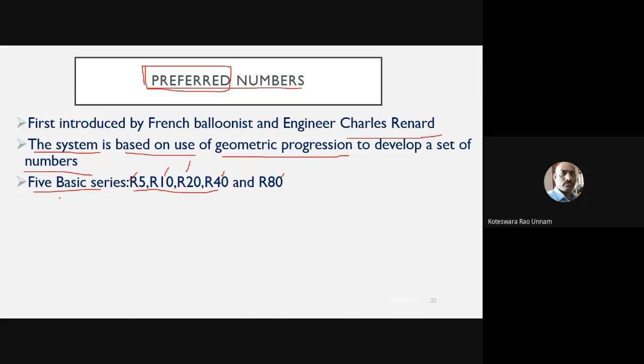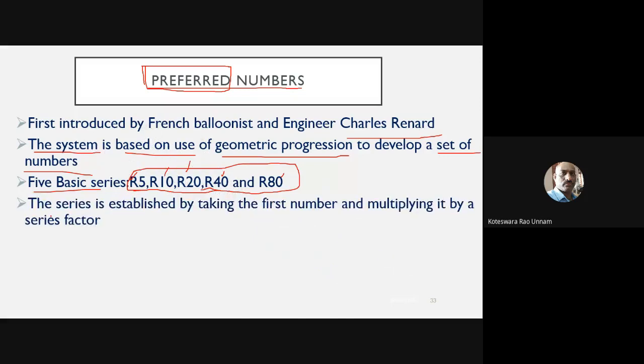Using these five series, how can we generate this set of numbers? Like I already mentioned, it is nothing but preferred numbers, or a set of numbers. So how can we generate a set of numbers by these five series? Here we'll see that. This is the procedure for how we can generate the set of numbers in every series.